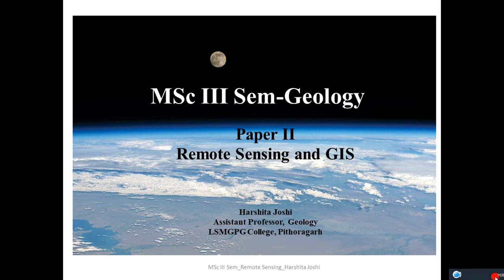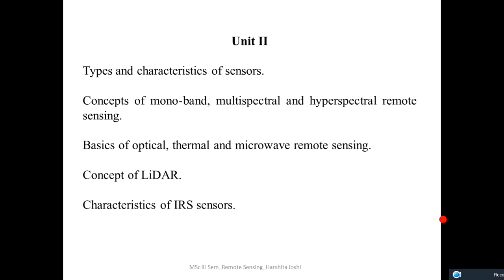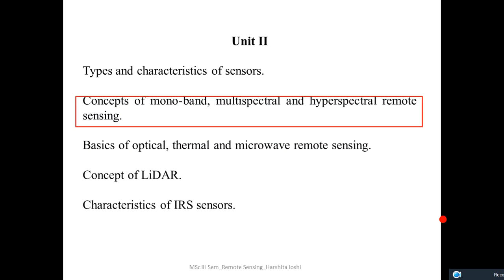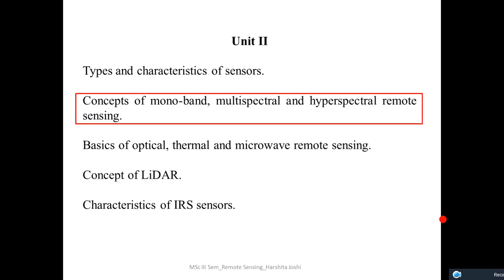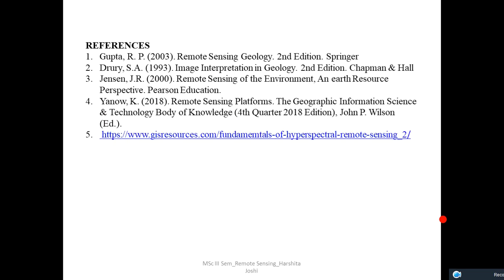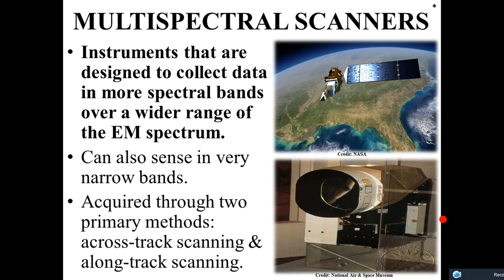Okay, let us move ahead today in unit 2, understanding the concept of monoband, multispectral and hyperspectral remote sensing. We were talking about sensors, various types of sensors that are used. So we will understand what these sensors are all about. There are various types of sensors that are used. We will begin with understanding the multispectral sensor.